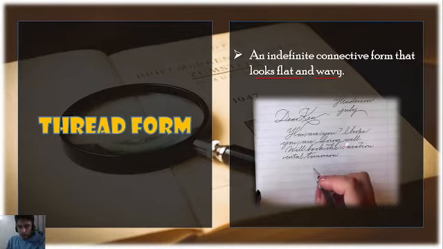So as you can see, we have here the V connecting the letter A. Okay, and then we also have here the letter R, okay, connecting with letter E. So it's almost flat. It looks like flat, and a little bit wavy. So that is for the thread form.